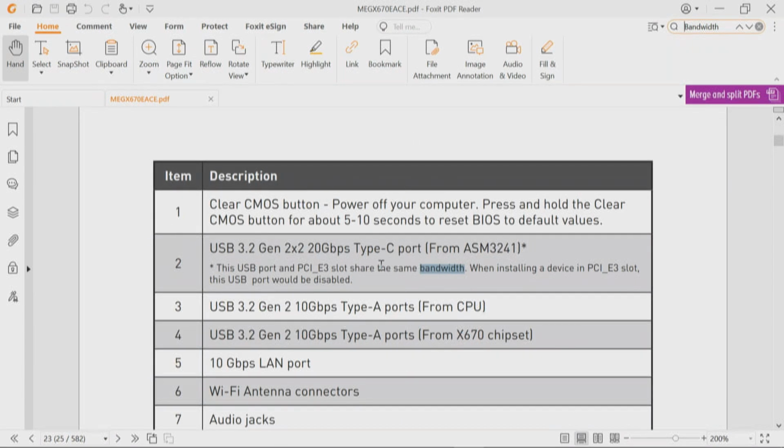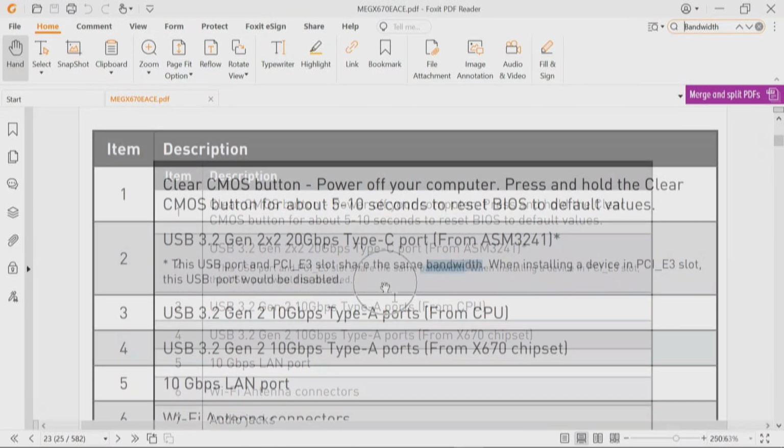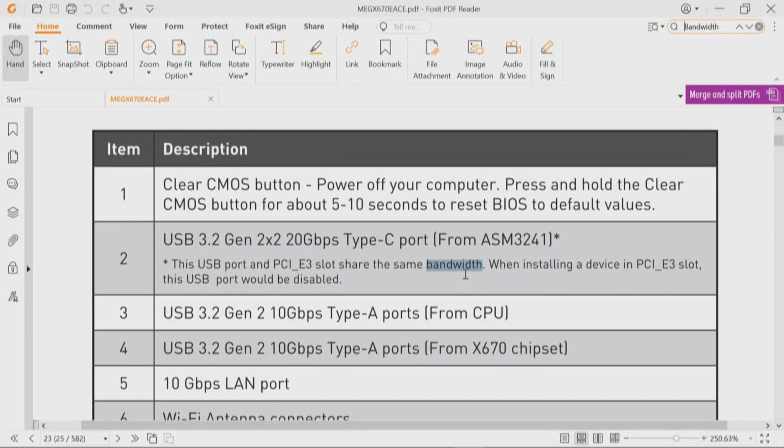An issue we always like to look up is about bandwidth, and we just did a search on bandwidth. Can't refer you to page numbers because the count doesn't come out right. Anyway, the USB 20 gigabit C port from the ASMedia 3241, which is out the back, that port and PCI Express _E3 slot share the same bandwidth, which to reiterate is what we saw in the block diagram. And as such, using that slot, that USB port would be disabled, that 20 gigabit USB port.